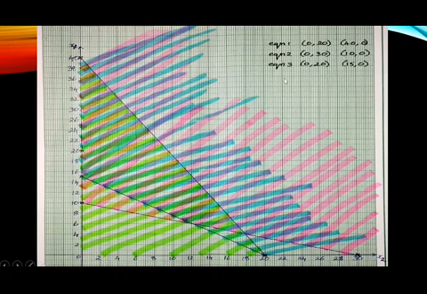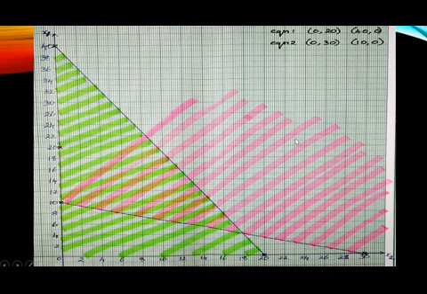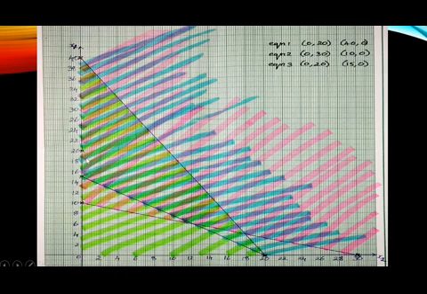Before going to the third constraint, see here, this region above the line, this portion is also accepted. This portion also satisfies the constraint of the second equation. Fine. This entire region is supported. Now consider the third equation.